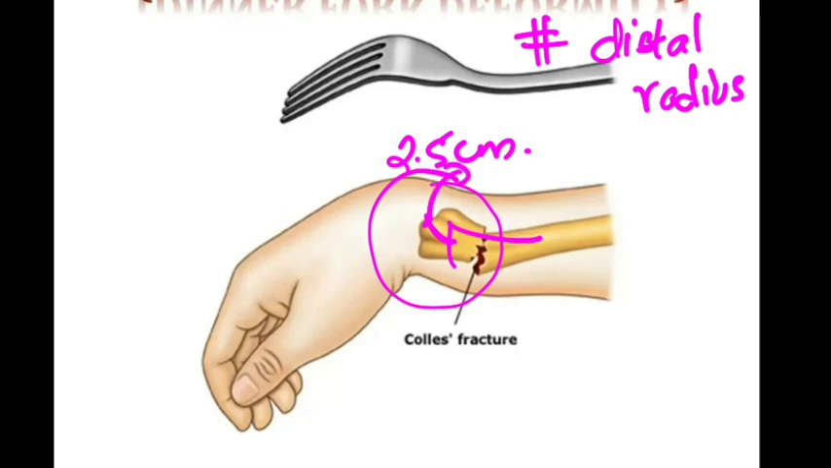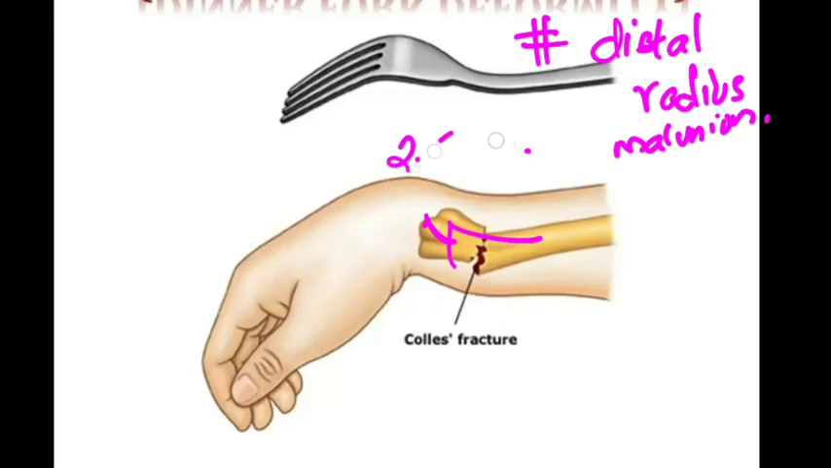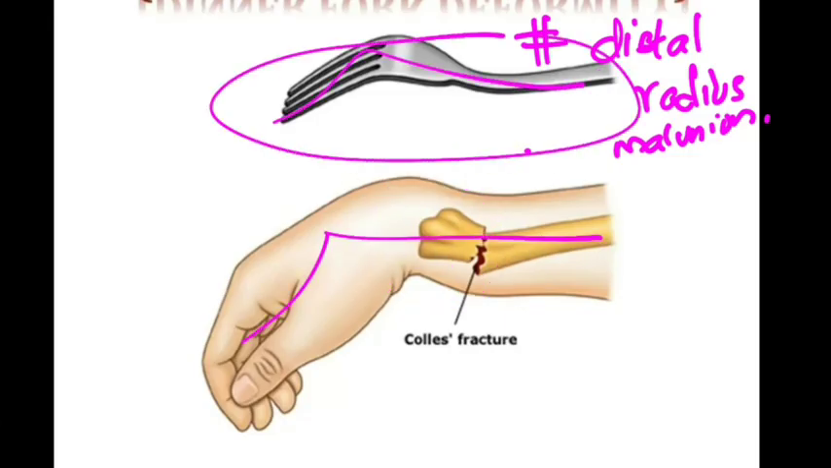Dorsally means posteriorly. The distal fragment is displaced posteriorly, and if it is not properly reduced, it can cause what? Malunion it can cause, and this will lead to a dinner fork deformity like this. The hand will also look like a dinner fork. So Colles fracture, if it undergoes malunion, we can see dinner fork deformity.